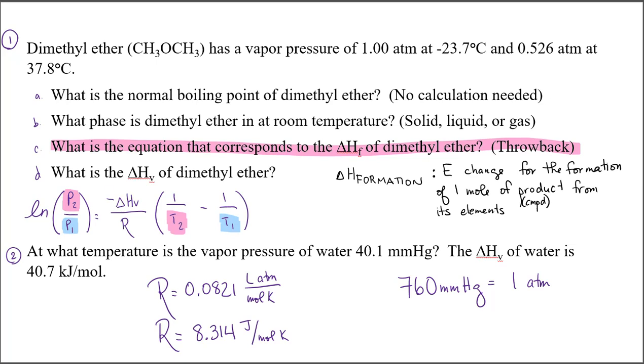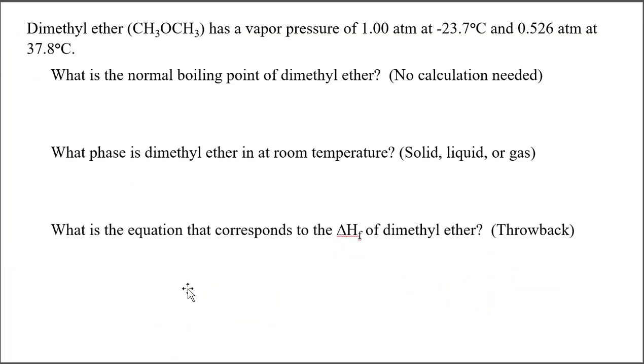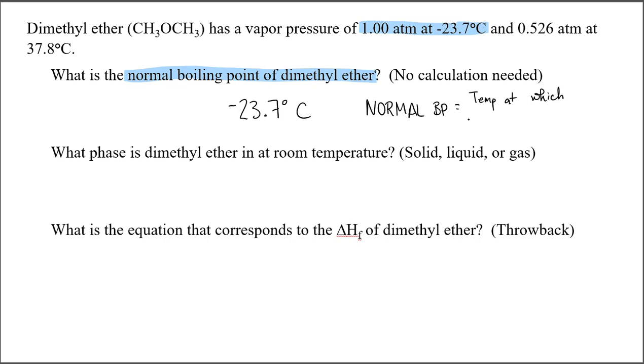Okay. So, what is the normal boiling point of dimethyl ether? The normal boiling point of dimethyl ether is negative 23.7 degrees Celsius. Remember, the definition of boiling point is the temperature at which the vapor pressure matches atmospheric pressure. Normally, normal boiling point is the temp at which the vapor pressure equals 1 atmosphere, basically at sea level, because we're not up in altitude.